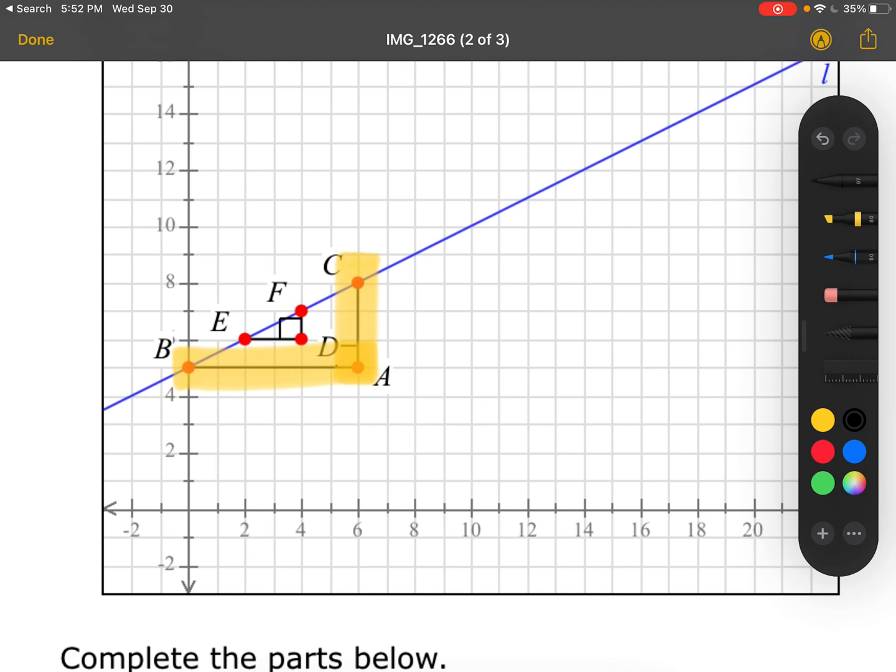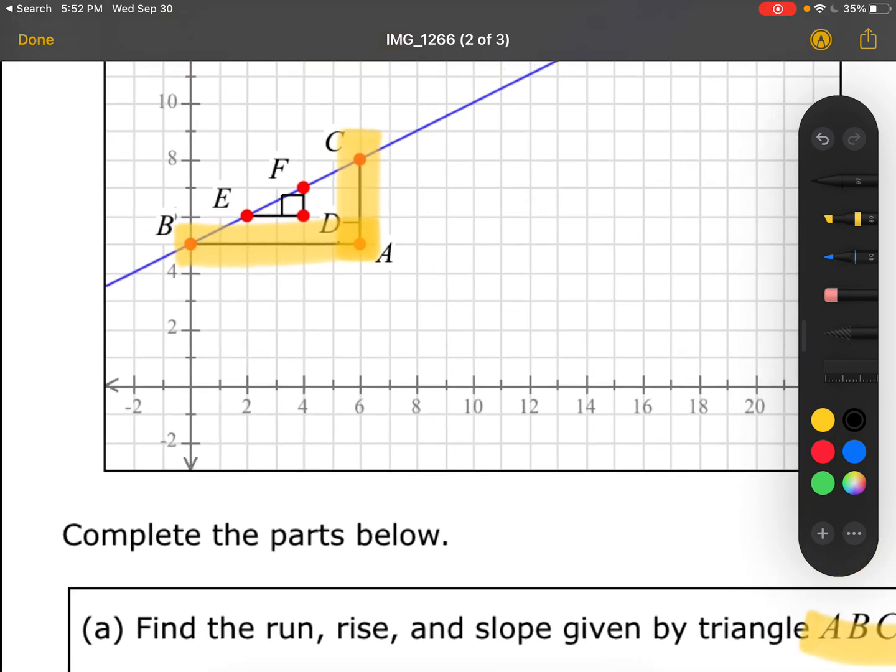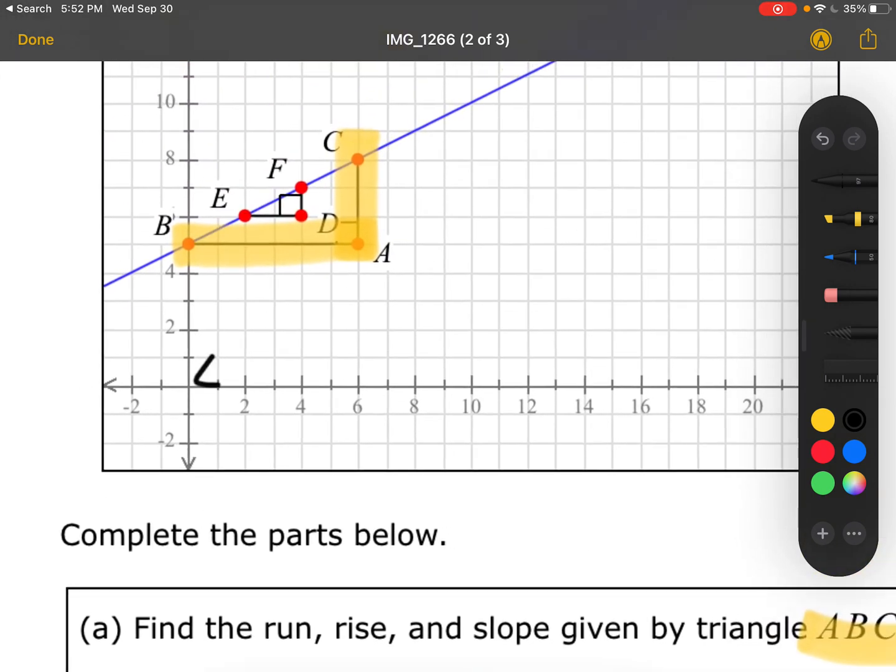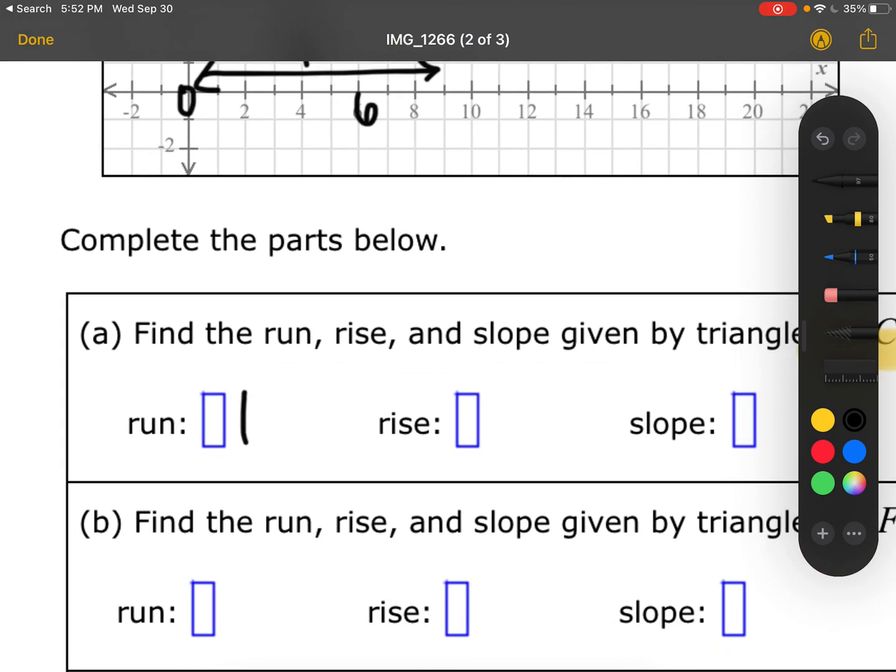I am going to find the run. So the run is essentially how far left and right. What is the distance between the 2 points? So my distance between the 2 points, I start at 0, and then I go to 6. So the run of this part of this triangle is 6. So I'm going to go in and I'm going to put 6.